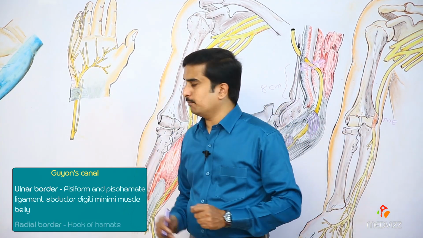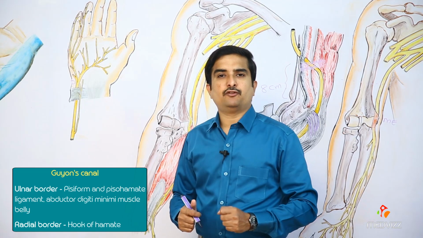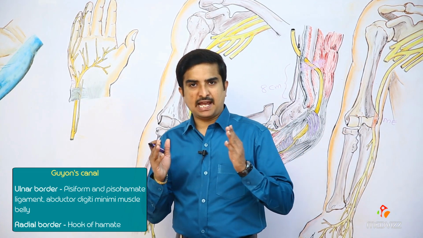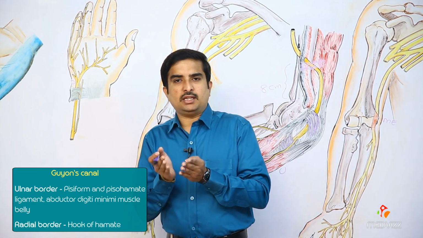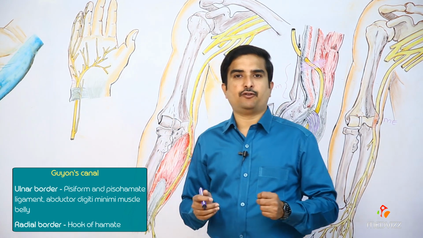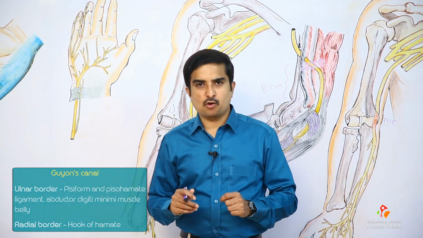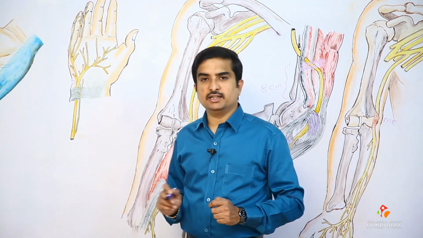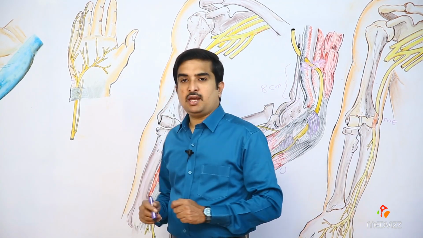And you have the radial border. The radial border is formed by the hook of the hamate. This is how the Guyon's canal is formed by the following boundaries, through which the nerve enters into the hand.